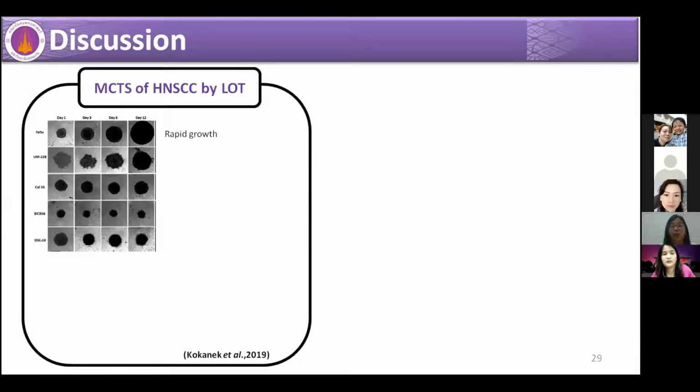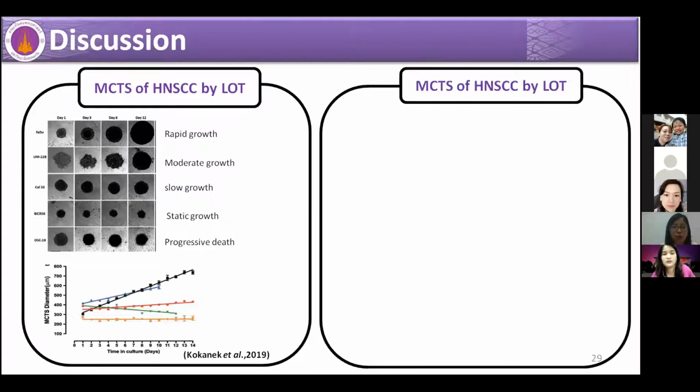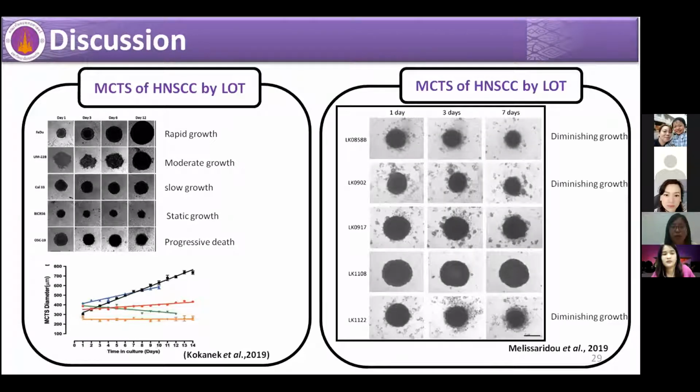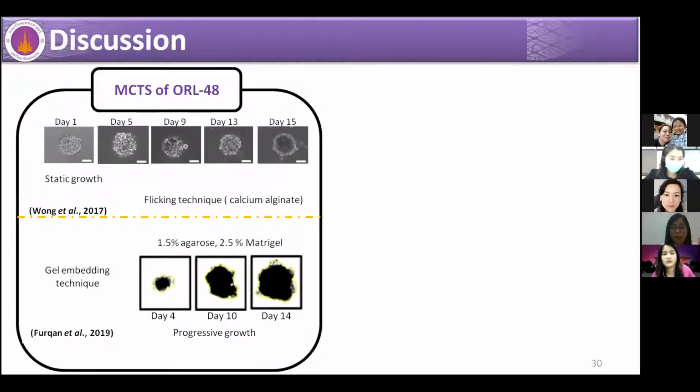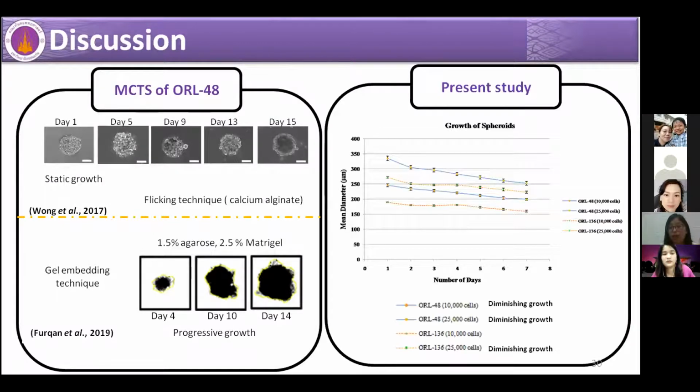And if you look at the growth pattern, there are different growth patterns. It ranges from progressive growth to rapid growth and moderate growth, and we have diminishing growth and static growth. So it would depend upon the cell line. In particular, if you see MCTS of OL4A, this paper shows static growth and this paper shows progressive growth. But of course, they're using a different technique than ours. And our results also show that we had two types of growth, the diminishing and the dominant growth with time.